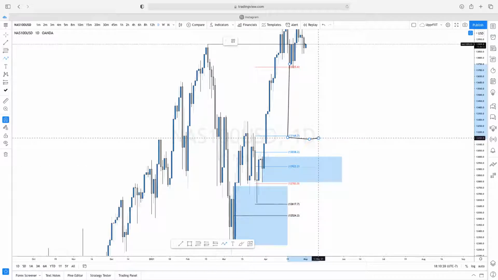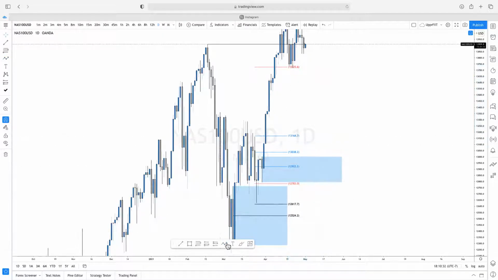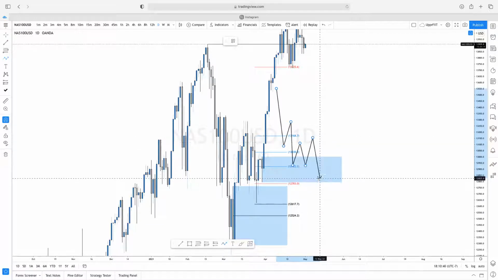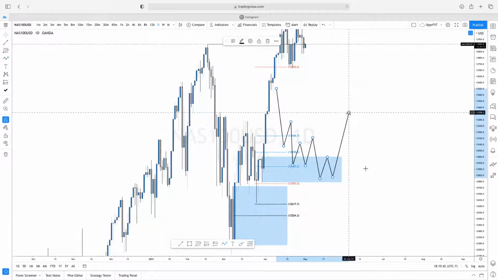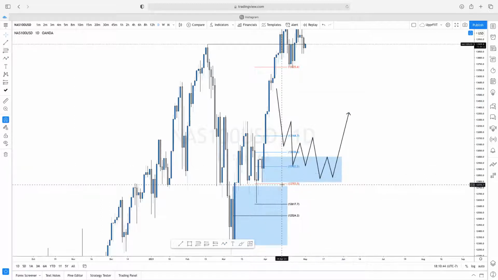Oh, that was terrible. Let's not do that. That was hideous. So we do have a Wyckoff accumulation schematic play out in here, right? Take the lows out and hopefully trade higher.